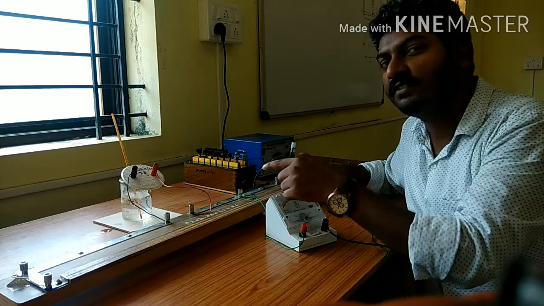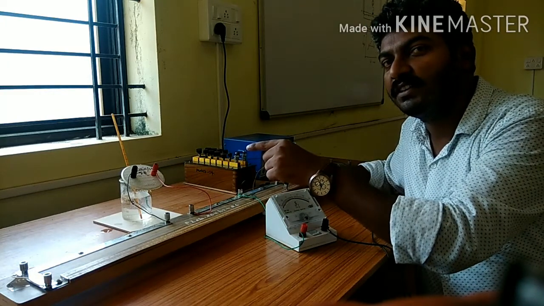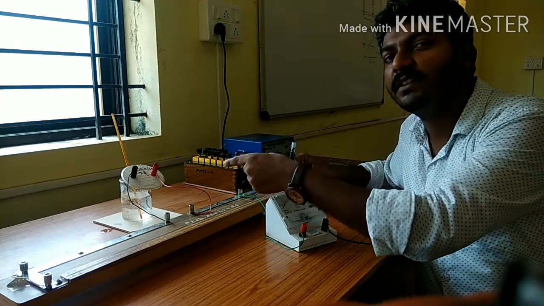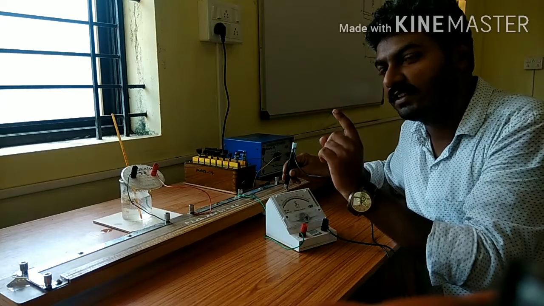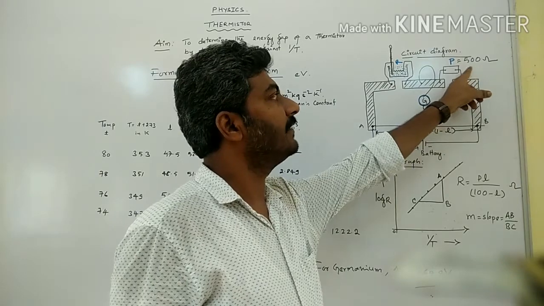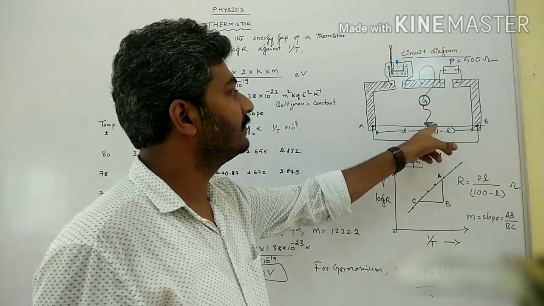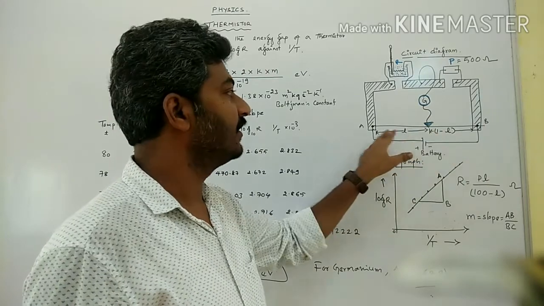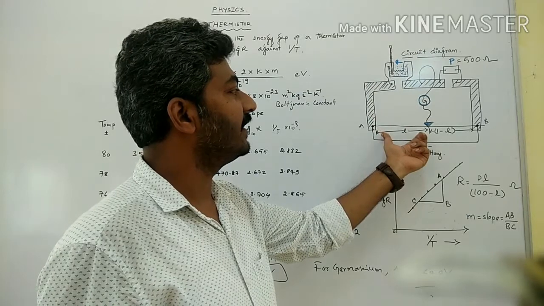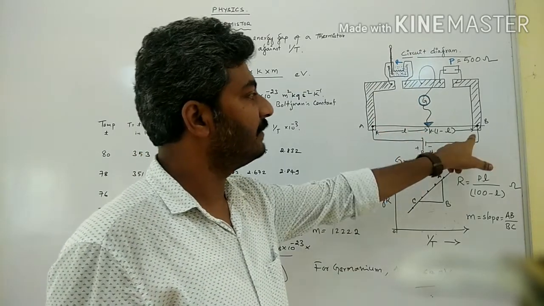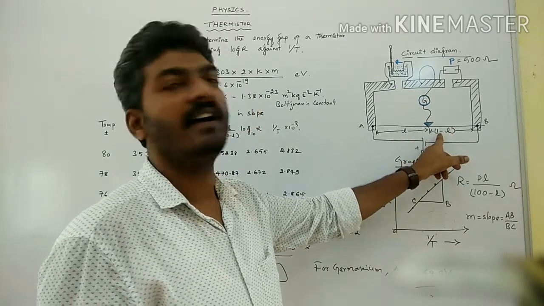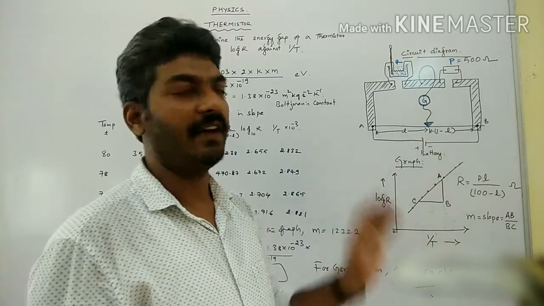As we know, the resistance of the thermistor depends on the temperature. For different temperatures, the resistance will be different for the given thermistor. Here, the value of P is 500 ohm. This jockey slides over the steel wire. At one particular temperature, we take the balancing length, and the remaining is 1 meter minus L value. I can write 100 minus L value.